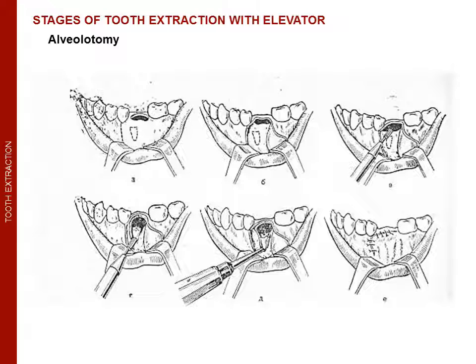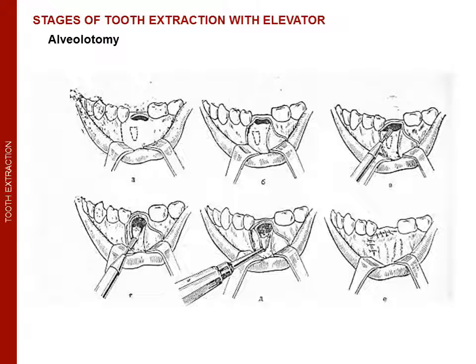Alveolotomy technique. Anesthetize the operating field. A scalpel is used to make an incision in the gums, forming a mucoperiosteal flap. With a fissure bur, if necessary, the outer wall of the alveolus is cut down, exposing the root located in it. The elevator dislocates and extracts the root. The edges of the hole are smoothed.